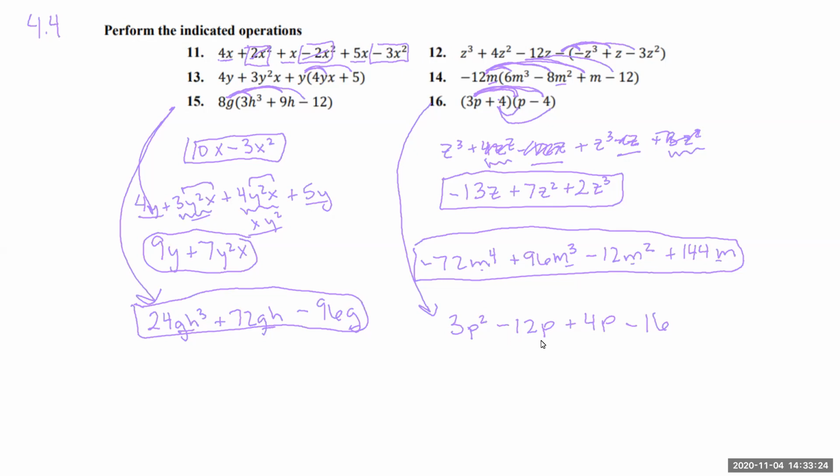Okay, so then we're just going to combine these middle ones because they are the same variable. They both have p's. And we're going to come out with 3p squared minus 8p minus 16. And that will be our answer for 16.